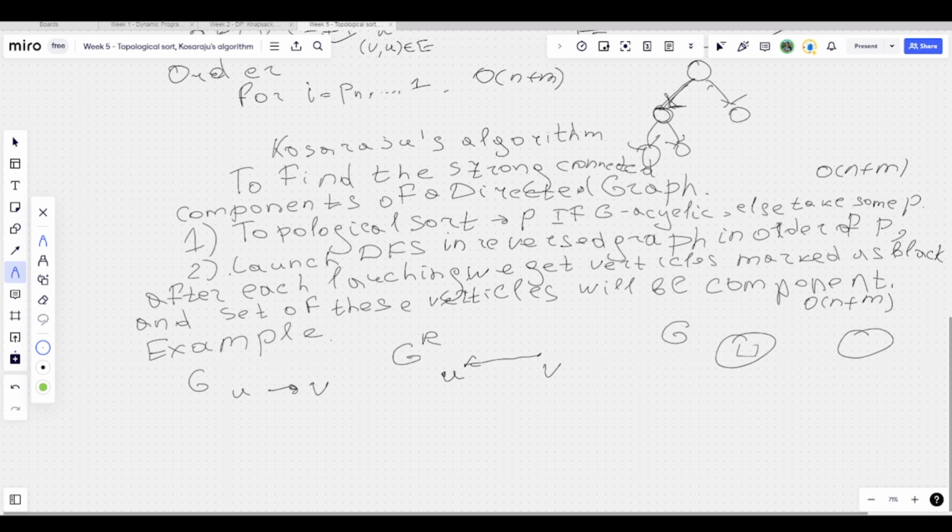In these components, between each two vertices we have some path in both directions, and it's clear to see that if we launch the first DFS, we will get all the vertices that have paths between them in both directions. So we get some components.